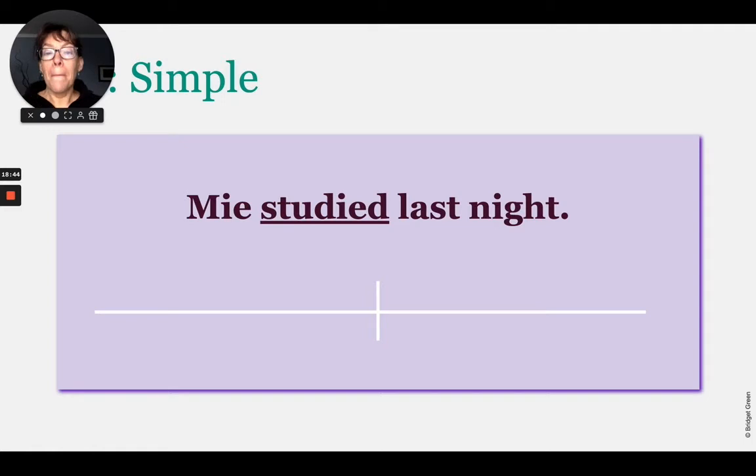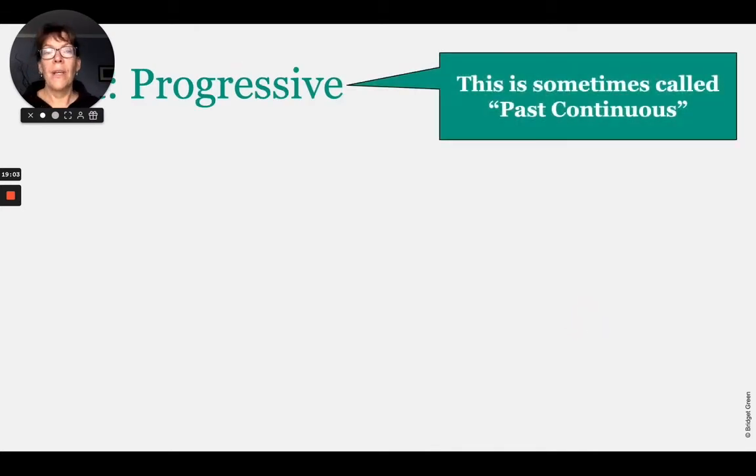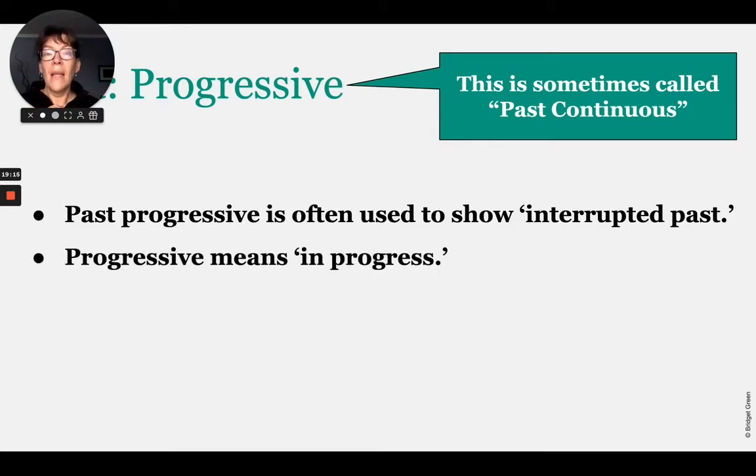It's simple. Mie studied last night. It happened in the past, and we know when. Past simple, right? I went there last week. You don't have to say the time, but usually we know what time you're talking about. Okay, and then progressive, sometimes called the past continuous. It's used to show interrupted past. Okay, it has 3 uses, but this is one of the uses. And it means it was in progress in the past.